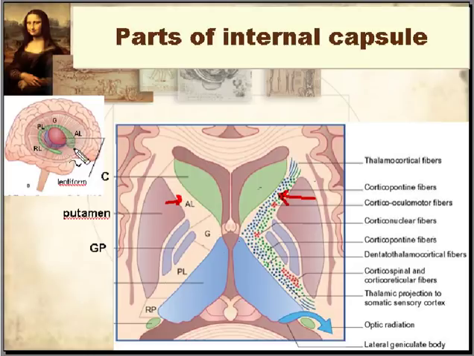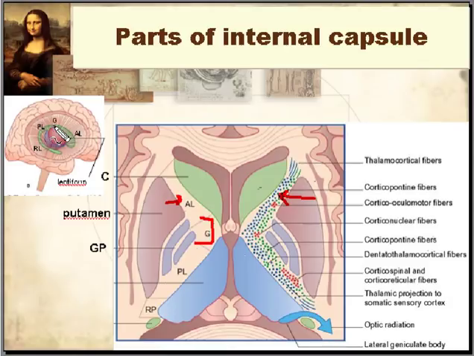Then we have a central portion which forms a curve in this fashion, and that is known as the genu of the internal capsule because it looks like a pointed knee. So a genu means knee. So this area is called the genu of the internal capsule, and you can see approximately here is where the genu of the internal capsule would be.